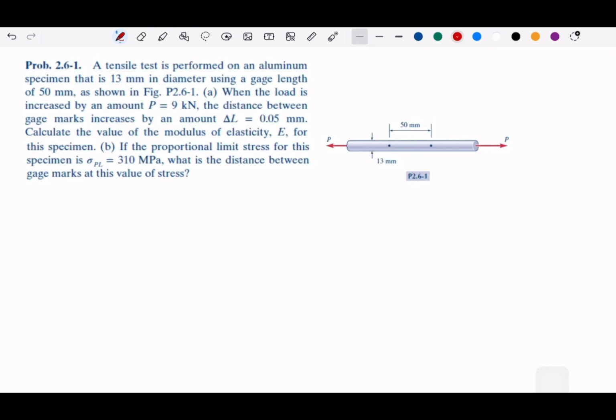Okay, let's start. This will be 261. It's about the elastic property behavior, and the question is asking the distance for the gauge marks that is going to be extended.